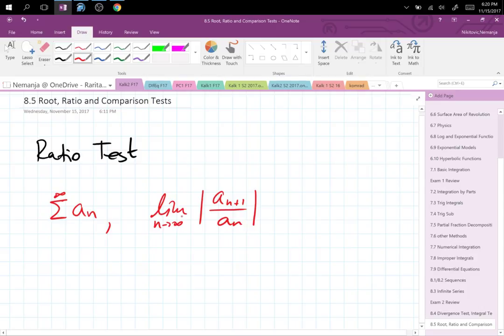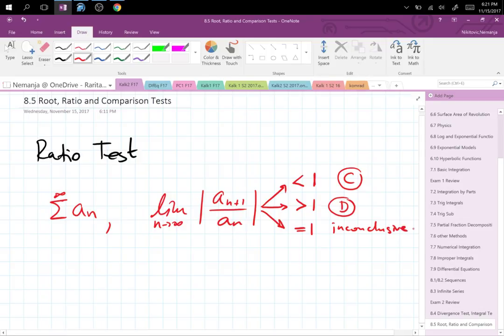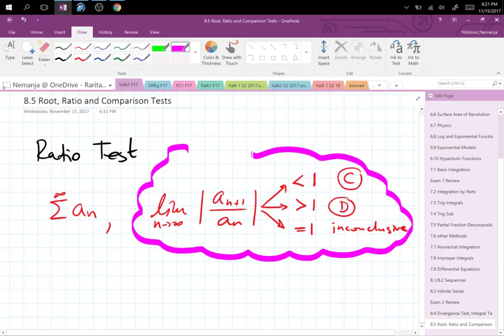And you can have three cases from there. One case is that this is less than 1, in which case you have convergence. Or you can have larger than 1, in which case you have divergence. Or you can have equal to 1, inconclusive. So this is what you have to memorize. The test is this part over here, put on a cloud. That's the test. You have three possibilities once you compute that limit.